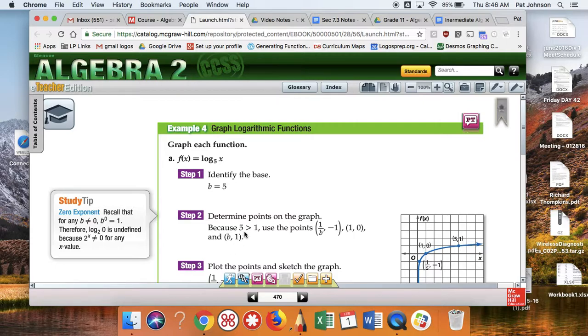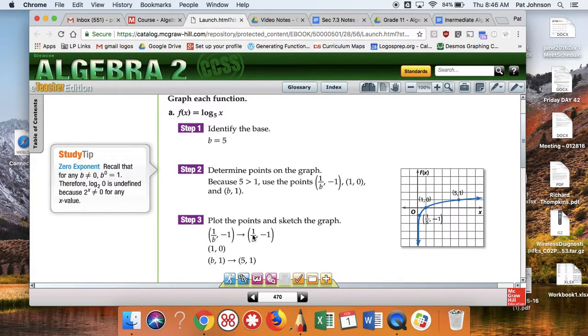Because b is greater than 1, we know it's going to be increasing. So that's why the graph is going to do this. But we can just plug in the points. So we replace it, and we have (1/5, -1), (1, 0), and (5, 1). We can plot those, and our graph is easy to graph. And we know we still have the asymptote here.